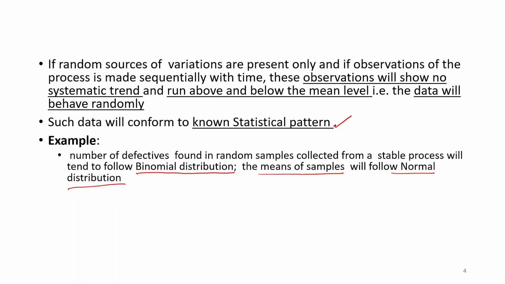If we take samples and find out means, then if I plot these means sequentially, we'll find that these means will follow normal distribution, because we have already studied earlier that sample means follow normal distributions. Similarly, defectives found in a sample will also follow what is known as binomial distributions. So this distribution we have already studied earlier.